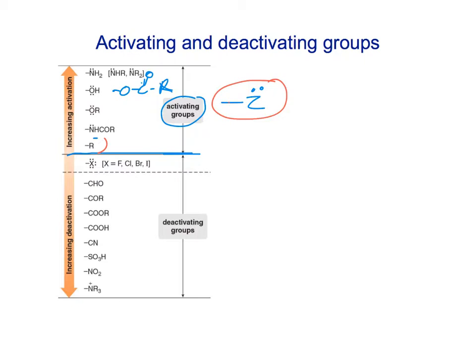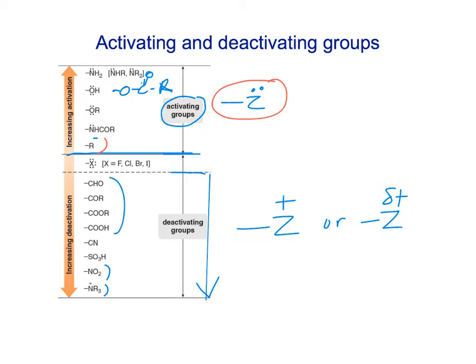These bottom ones from here down, all of these have some group attached to the benzene ring that is either plus, like the nitro group that had a plus on that nitrogen. If we have an ammonium ion, that has a full plus on that nitrogen, or it has some atom attached that has a delta plus. Okay, and that's true of all of these carbonyls.